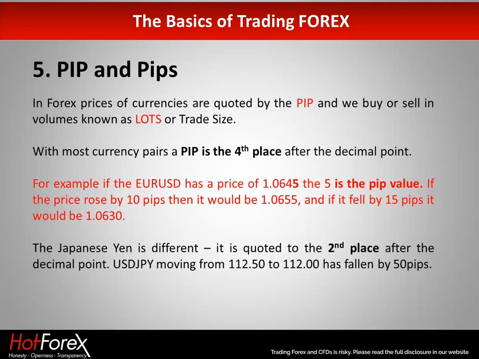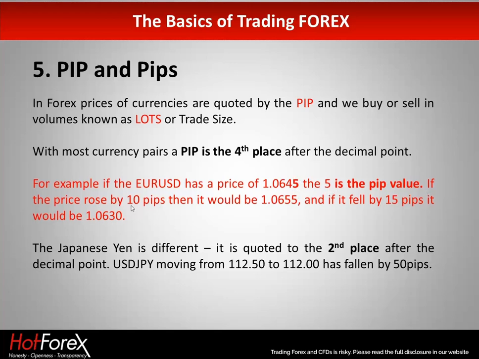So finally, the two final little points I want to bring out again: pips and volume. So pips in Forex terms, currencies are always quoted by the pip, and currencies are always quoted in pairs. And when we invest or buy or sell, the volumes are known as lots or a trade size. So for most currency pairs, the pip value is the fourth place after the decimal point. Here, for example, the Euro USD has a price of 1.0645, and the number 5 here is the pip value.